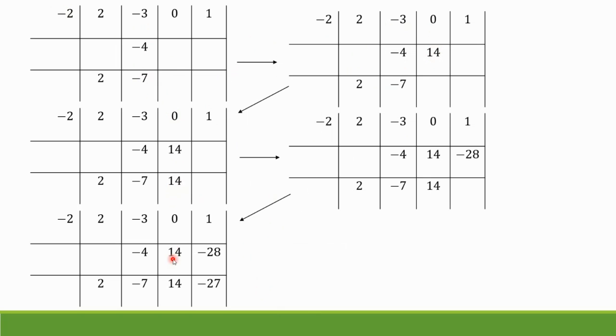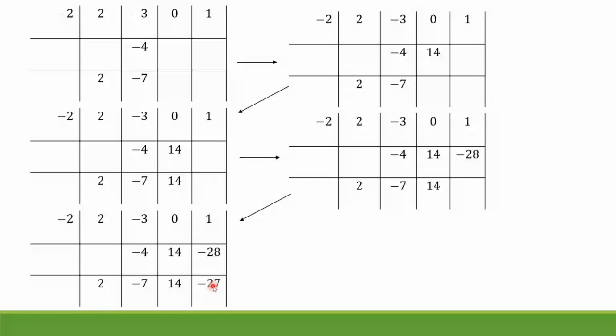I just wrote out all the steps here, so hopefully it makes it easier to see what's happening. Negative 2 times 14, what is that? That's negative 28, which goes over here. You add to get negative 27. Right? That's all we're doing here. That's all we're doing. Synthetic division.